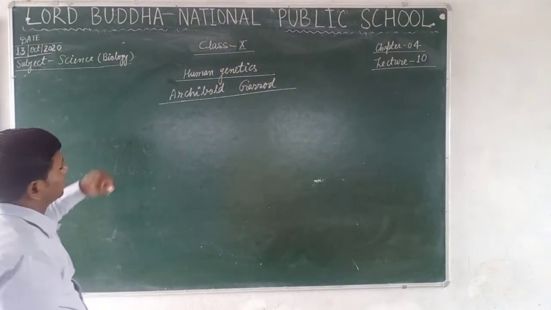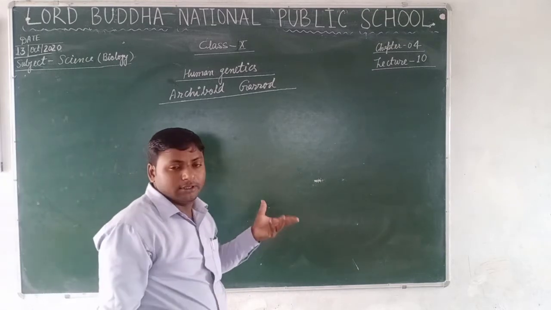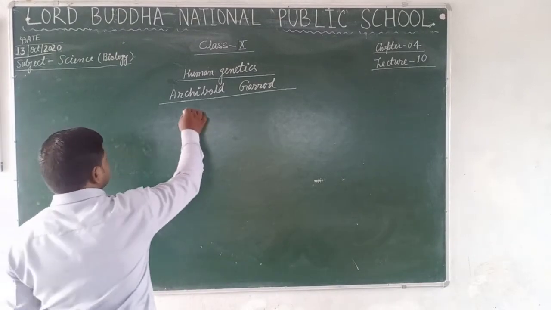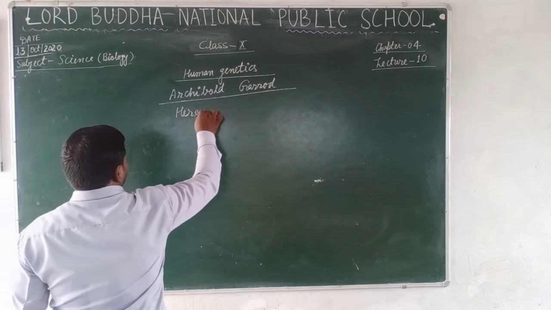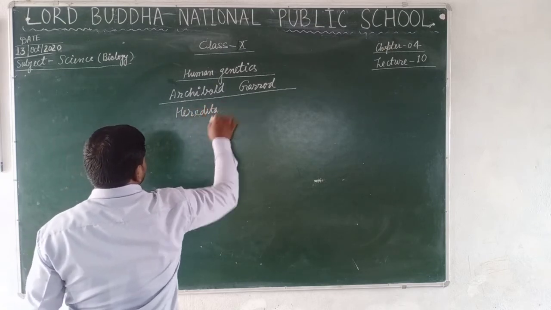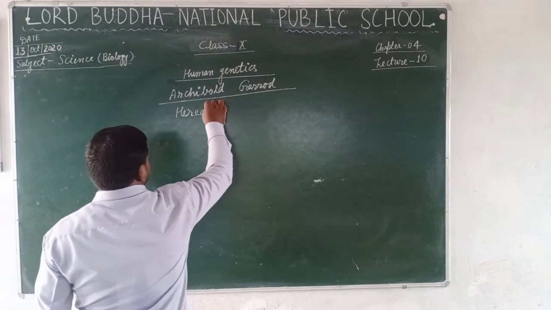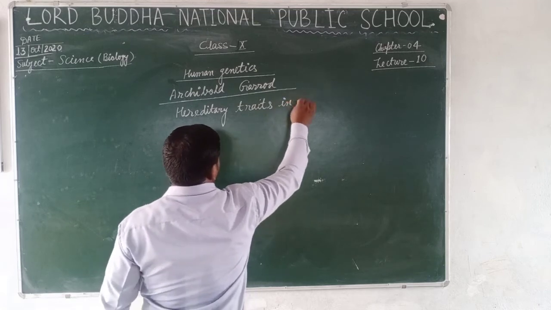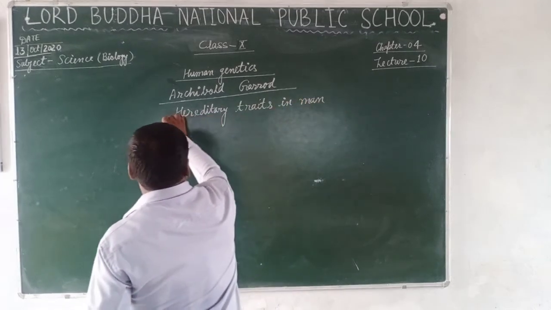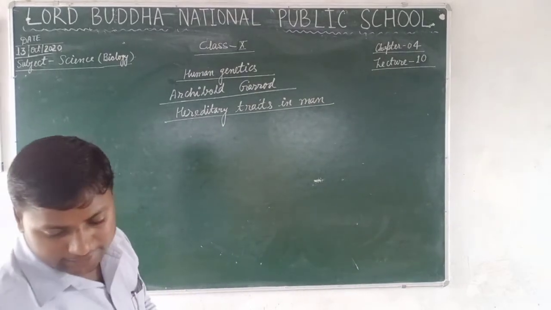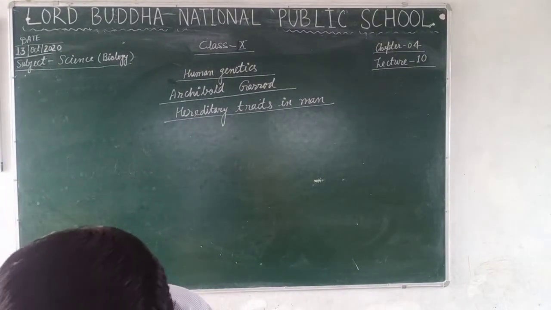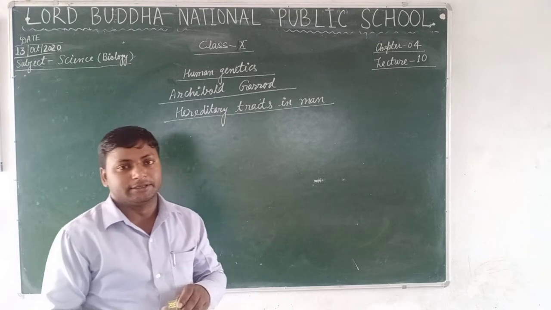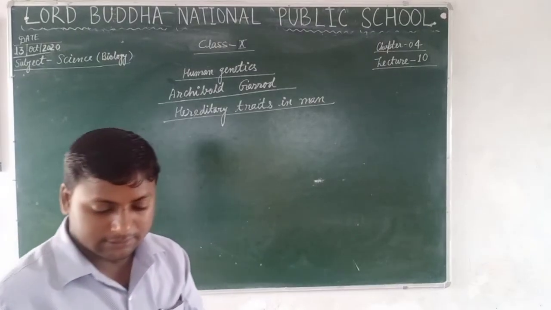So students, now we are going to discuss the inheritable traits in humans, or you can also call them hereditary traits in man. Students, the hereditary traits in man are classified into four categories. What are these? Just see.